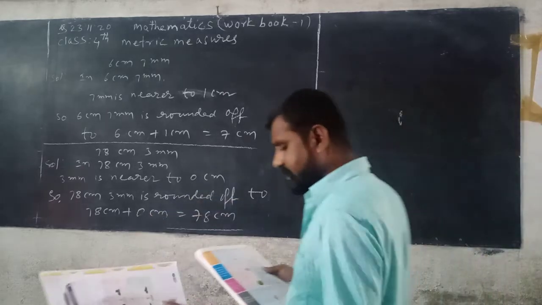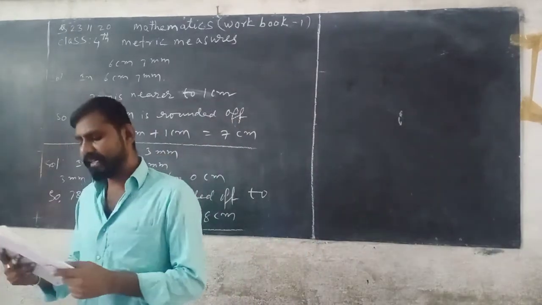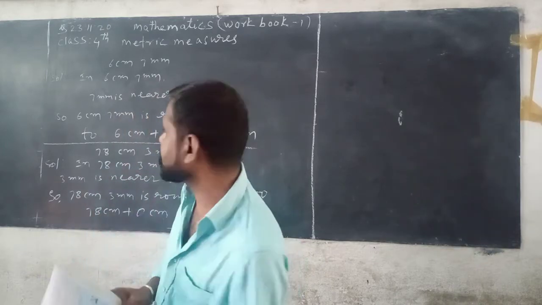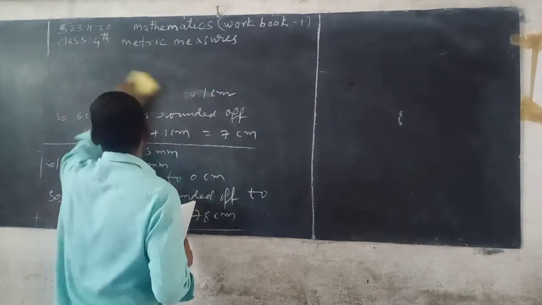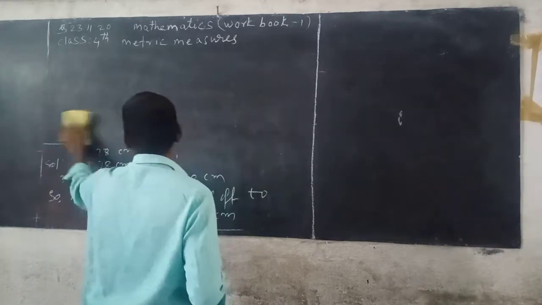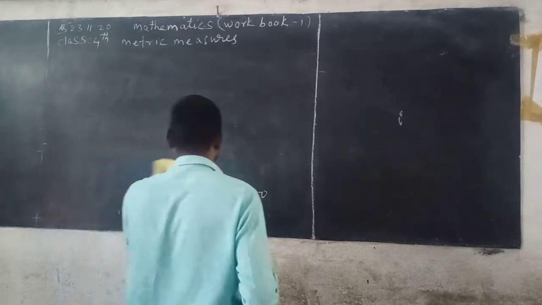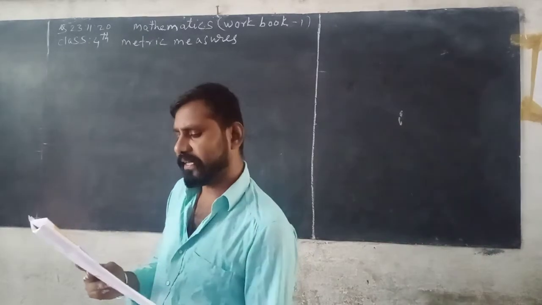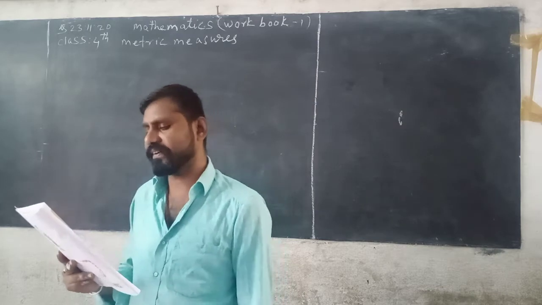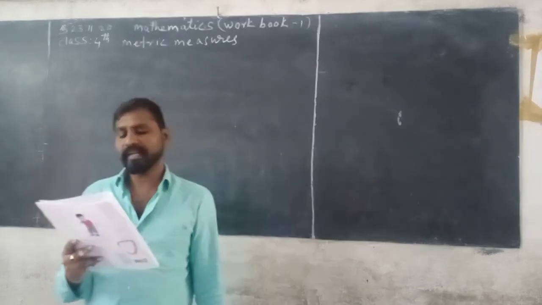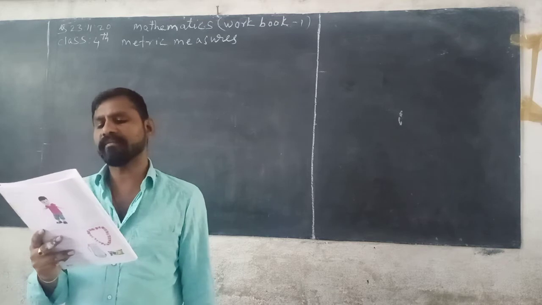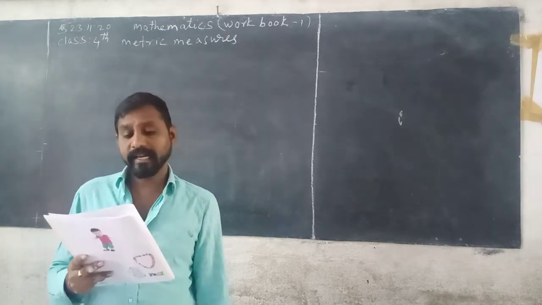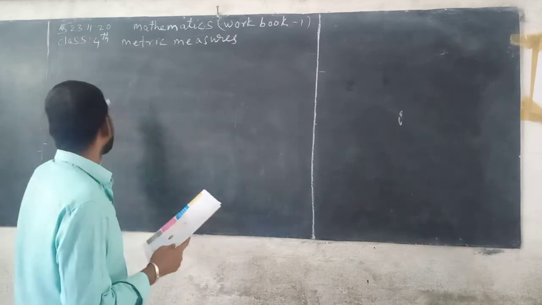Now next one is estimate the distance by rounding off to the nearest kilometer. First one is Anil's school is 5 kilometer 620 meter from his house.